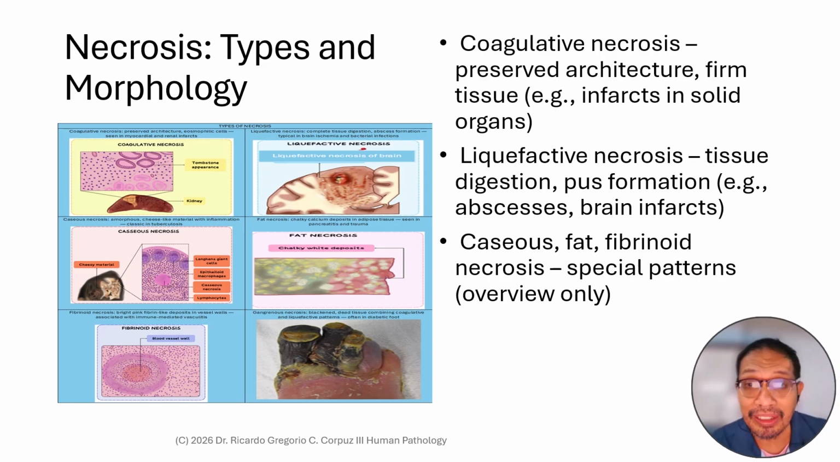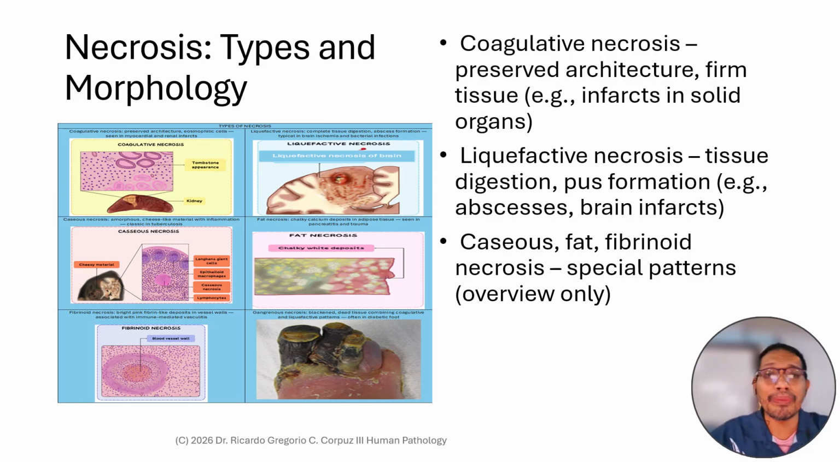When a coronary artery becomes occluded, ischemia leads to rapid cell death, but the basic structure of the myocardium remains recognizable for some time. The same pattern is seen in renal infarct, where wedge-shaped areas of pale, firm tissue reflect the vascular distribution of the affected artery.